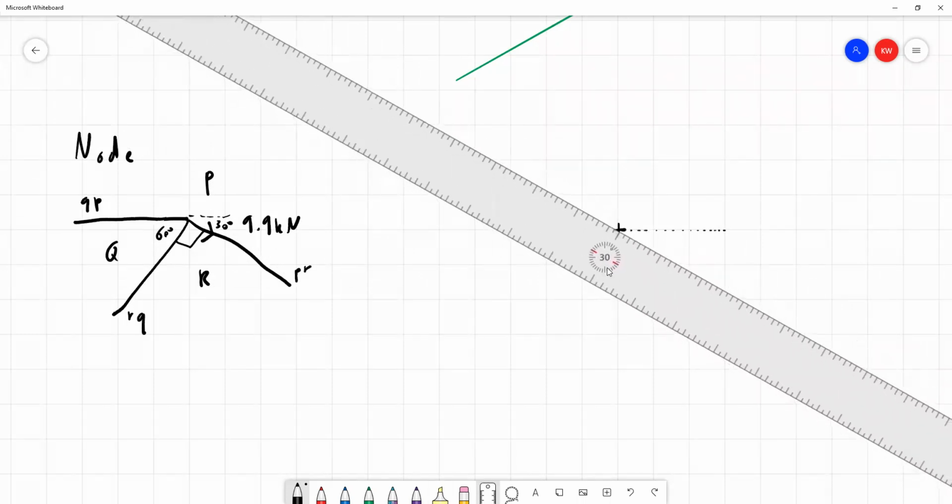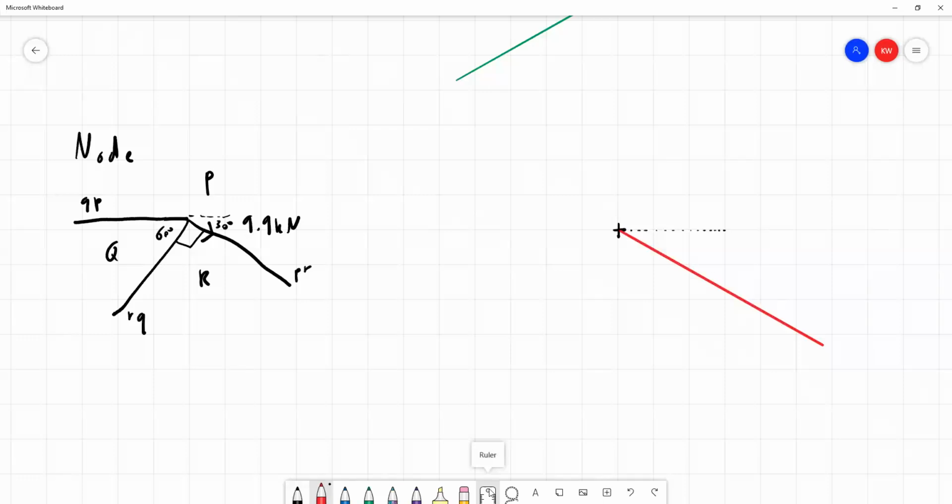And then I'd measure a line of 9.9 centimeters. I'll do my best to make an approximation for this here. This looks just shy of the 10 mark there. It'll certainly be good enough to illustrate the solution. And we'll indicate again this is acting in this direction with 9.9 kilonewtons, and it represents the line PR.